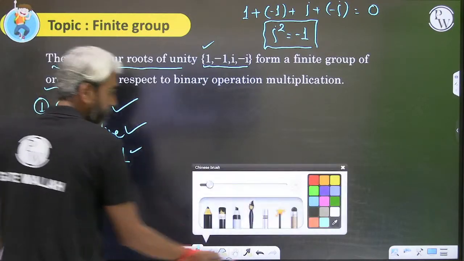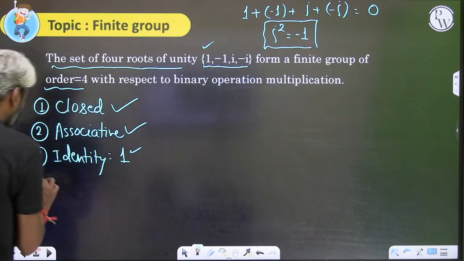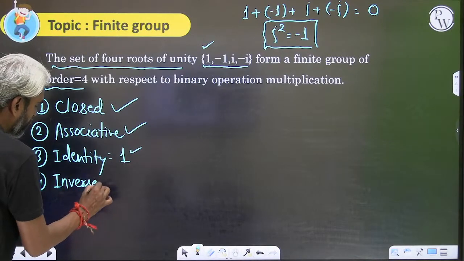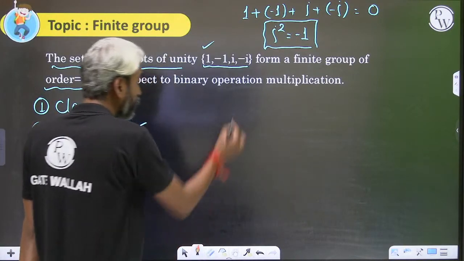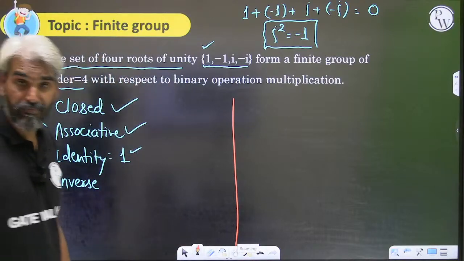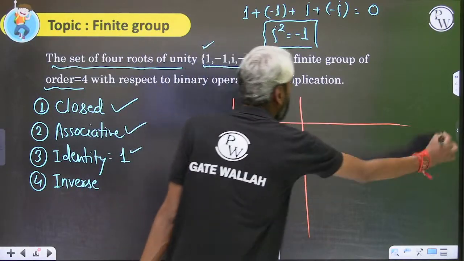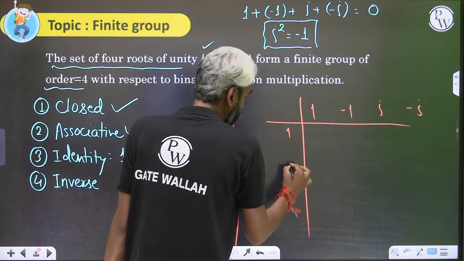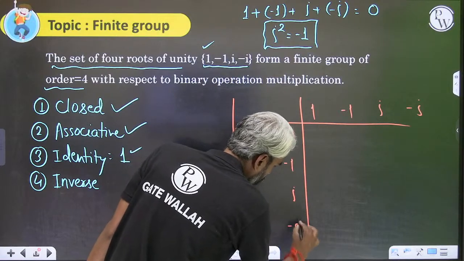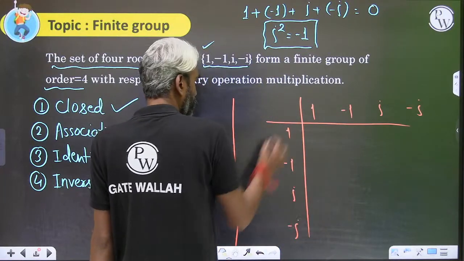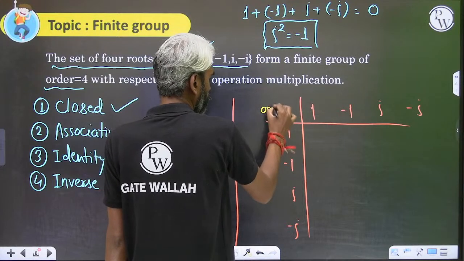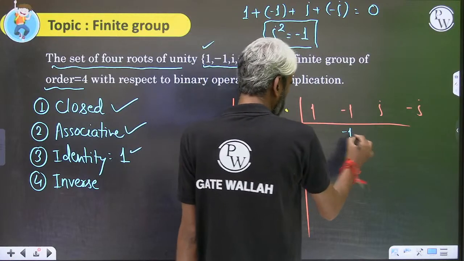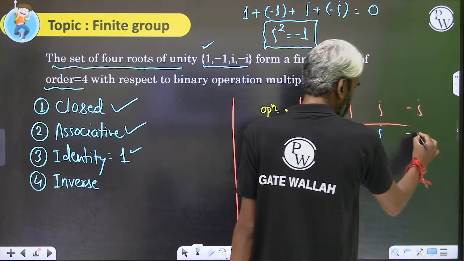Now, the only problem is with respect to the inverse, as we don't know whether the inverse of every element of the set is present within the set or not. So, as I told you, whenever you are checking for inverse, you can simply use the concept of the composition table. So, have 1, minus 1, iota, minus iota along both the rows and columns. The operation is multiplication. Now look for the values. 1 into 1 will be 1, 1 into minus 1 will be minus 1, 1 into iota will be iota, 1 into minus iota will be minus iota.